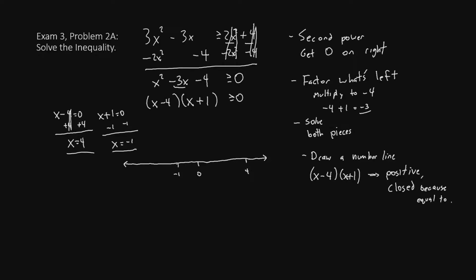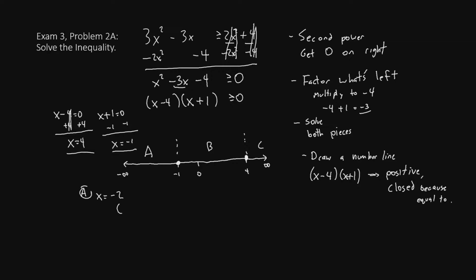So we're going to draw closed circles at negative 1 and at 4, and that's going to split our number line into regions A, B, and C. Let's also place our infinities on there as well. So let's pick a number that is between negative infinity and negative 1. So in region A, let's pick x equals negative 2, for example.